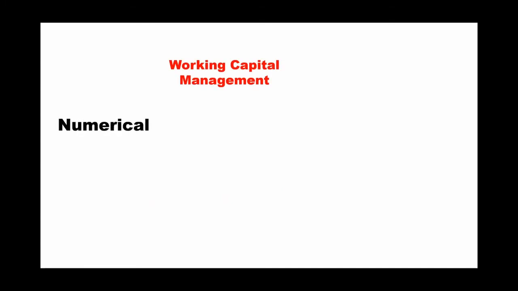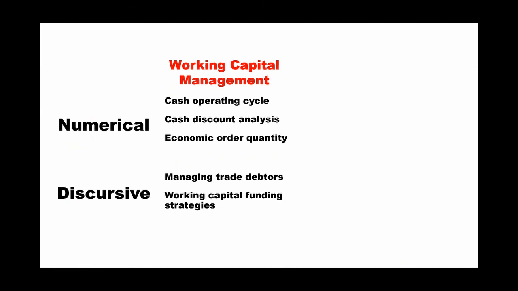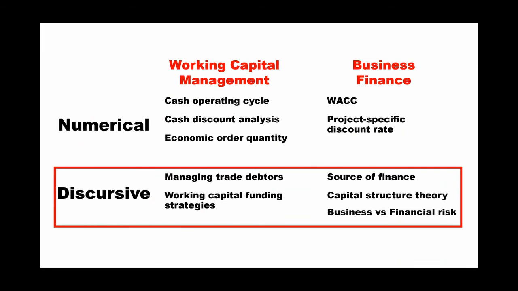So we have the general key topics in Section C, like working capital management. We have numerical questions and discursive questions. Numerical questions include cash operating cycle, cash discount analysis, and EOQ, the economic order quantity. Discursive questions include managing trade debtors and working capital funding strategies. For business finance, the common numerical topics are WACC, the weighted average cost of capital, or calculating the project-specific discount rate. The discursive questions cover sources of finance, capital structure theory, and business versus financial risk. I would like to highlight discursive questions because they share more than 55% of the total marks in Section C, while numerical questions only share about 45%.